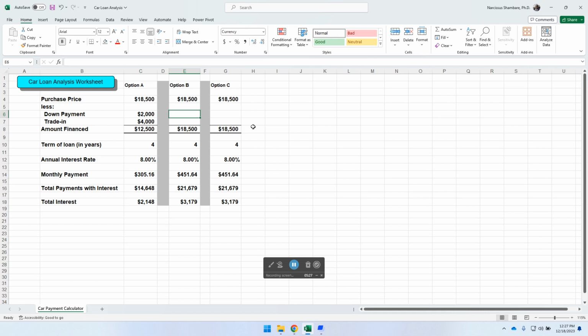So let's say for option B, we didn't have a trade in car, right? But we had a down payment of $2,000. Okay, so which means we will be borrowing $16,500, and you can see already on a monthly basis, it's going to be $402, and that's going to be a total of $19,335 when we include the interest of $2,800.